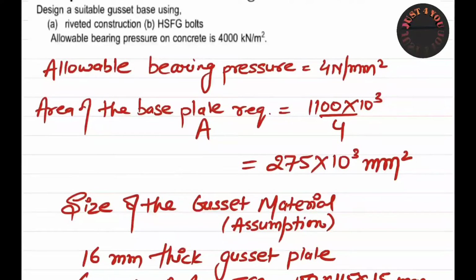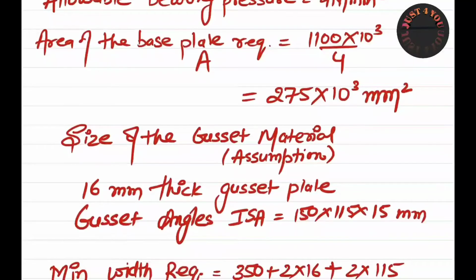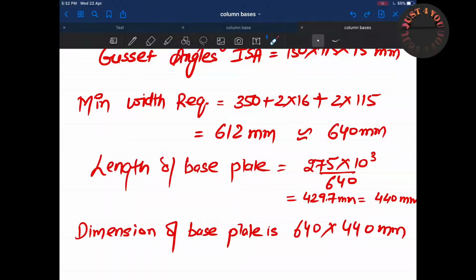Now with the help of this we can calculate the area of base plate required. So the total load upon the bearing pressure, we get the area required for the base plate. Now we'll assume the gusset material size. Now the minimum thickness for the gusset plate is 16 mm, so we assume 16 mm, and we can assume an unequal angle section of any dimension.